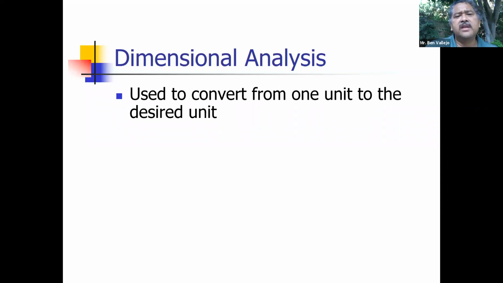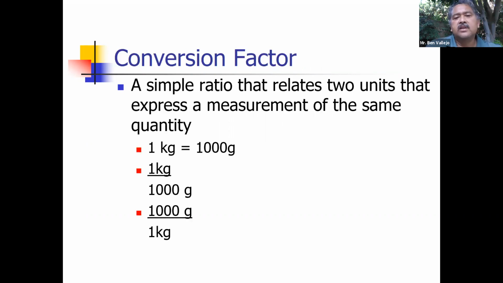So in dimensional analysis, you convert from one unit to another unit to another unit, and just keep canceling out units until you get the unit that you need. So to start off, you need something called a conversion factor.